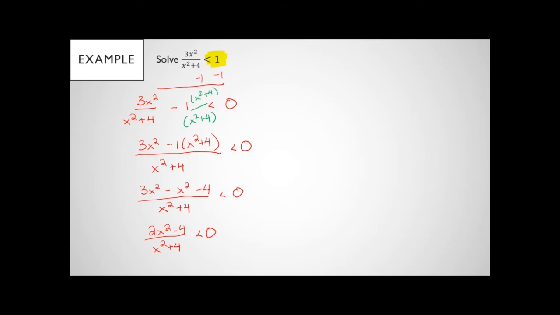And actually, now that we've done this, we can factor the numerator. I can factor a 2 out of there. So I'm going to start the factor step. When you factor a 2 out of the numerator, you get 2 times x squared minus 2, over x squared plus 4, is less than 0.